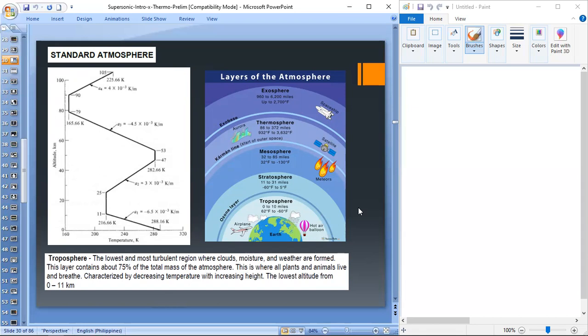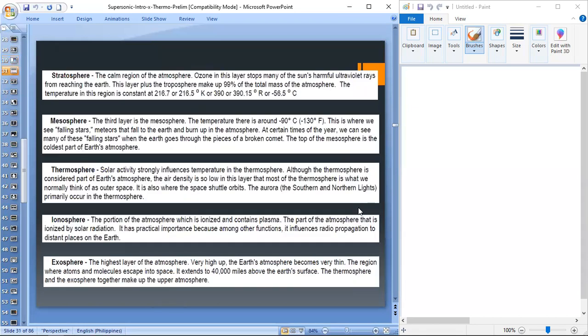Next is our stratosphere, the second layer of the atmosphere. Here we have an isothermal region, because the temperature we use is constant at 216.7 Kelvin, or negative 69.7 degrees Fahrenheit. This layer plus the troposphere makes up 99% of the total mass of our atmosphere. That is the stratosphere, with its isothermal region.